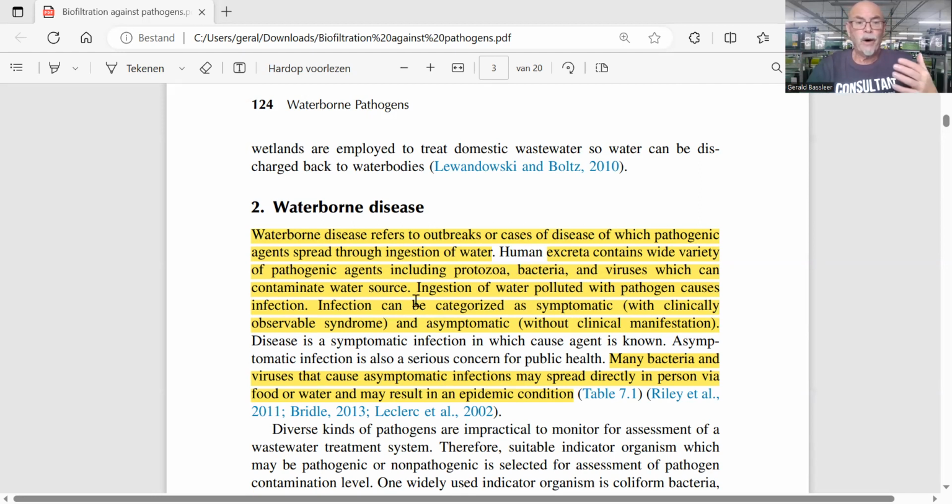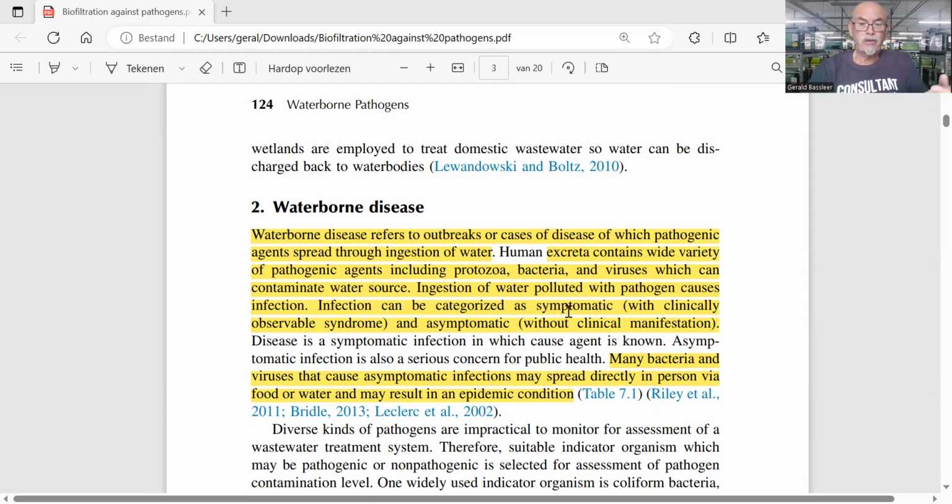And they can contain a wide variety of pathogenic agents, like I said, protozoa, bacteria, viruses, which can contaminate the water source, can contaminate the aquarium water. And the ingestion of that water polluted with pathogens can cause infection. There is a risk, particularly, like I explained in my videos, when the fish are stressed or have a bad immune system or are badly taken care of.